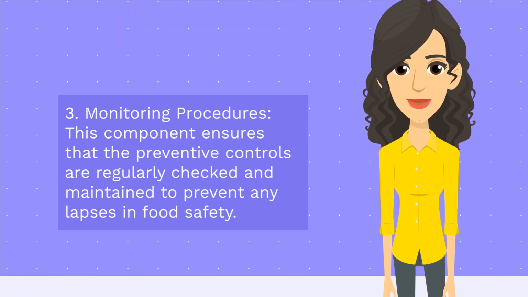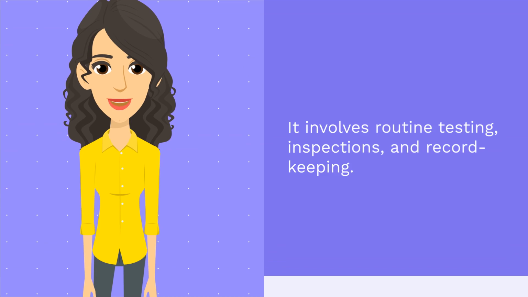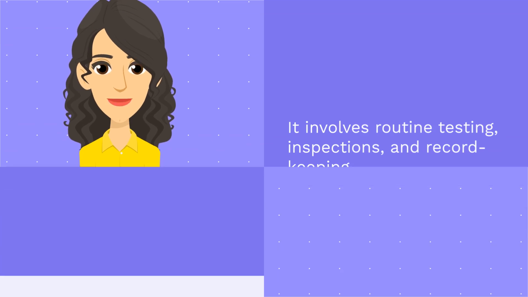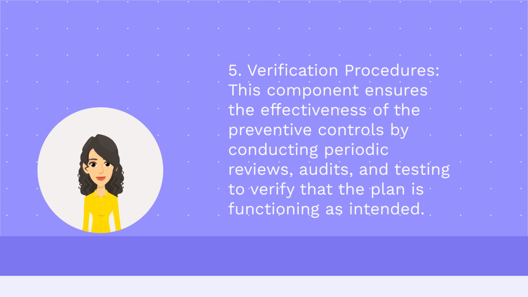3. Monitoring procedures. This component ensures that the preventive controls are regularly checked and maintained to prevent any lapses in food safety. It involves routine testing, inspections, and record keeping. 4. Corrective actions. In the event of any deviation or failure in the preventive controls, this outlines specific procedures that need to be followed to rectify the issue and prevent its recurrence. 5. Verification procedures. This component ensures the effectiveness of the preventive controls by conducting periodic reviews, audits, and testing to verify that the plan is functioning as intended.